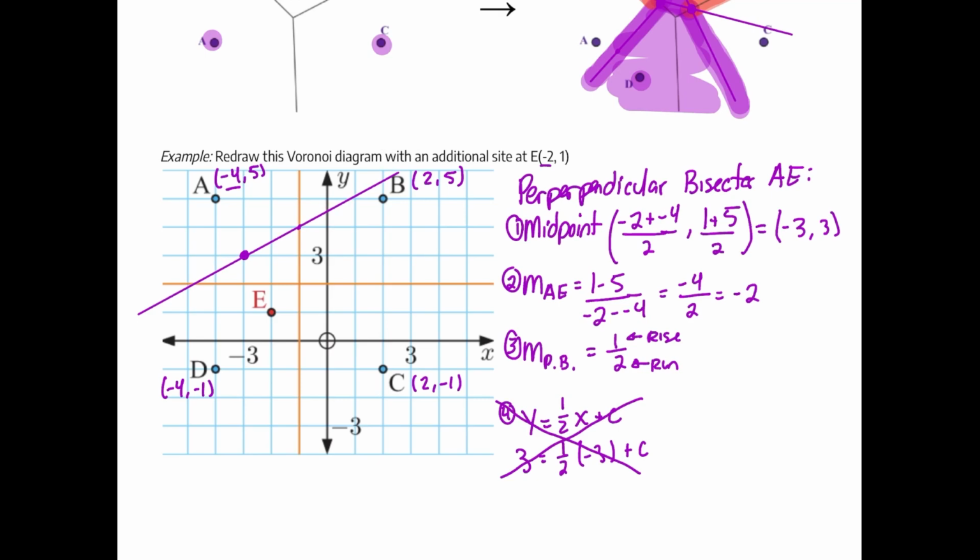Now what I'm going to ask you to do is pause the video, and I would like you to do these 3 steps for the perpendicular bisector between E and B, and then again between E and C, and then again between E and D.